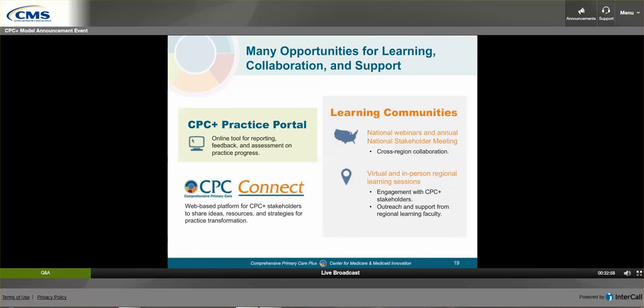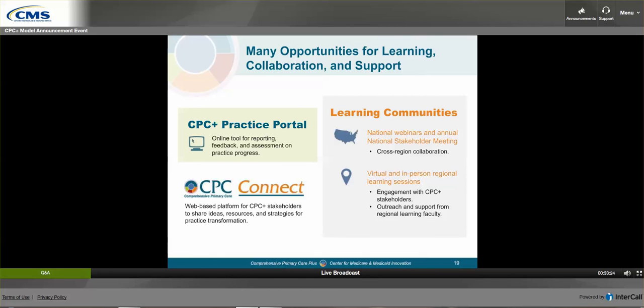So we realize practice transformation is fundamental. It's not a quick fix. As such, the CPC Plus learning system will be robust. Practices, as well as payer and vendor partners, will all participate together to support and track the changes practices are making in delivery and payment. The learning system will adapt to stakeholder needs across a couple core platforms.